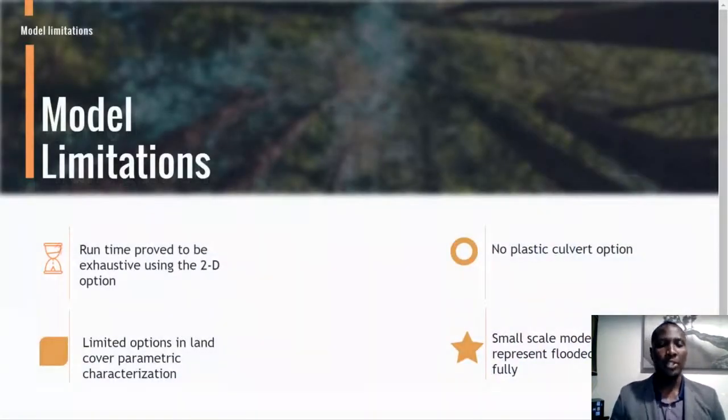But there were limitations. Runtime proved to be exhaustive using the 2D option and hexagonal mesh. There were limited options in land cover parametric characterization, where there was no room to choose the percentage of bare soil, prairie grass, and forest. There was no option for plastic culverts, and the small scale model that we did in our project did not fully represent flooded areas.